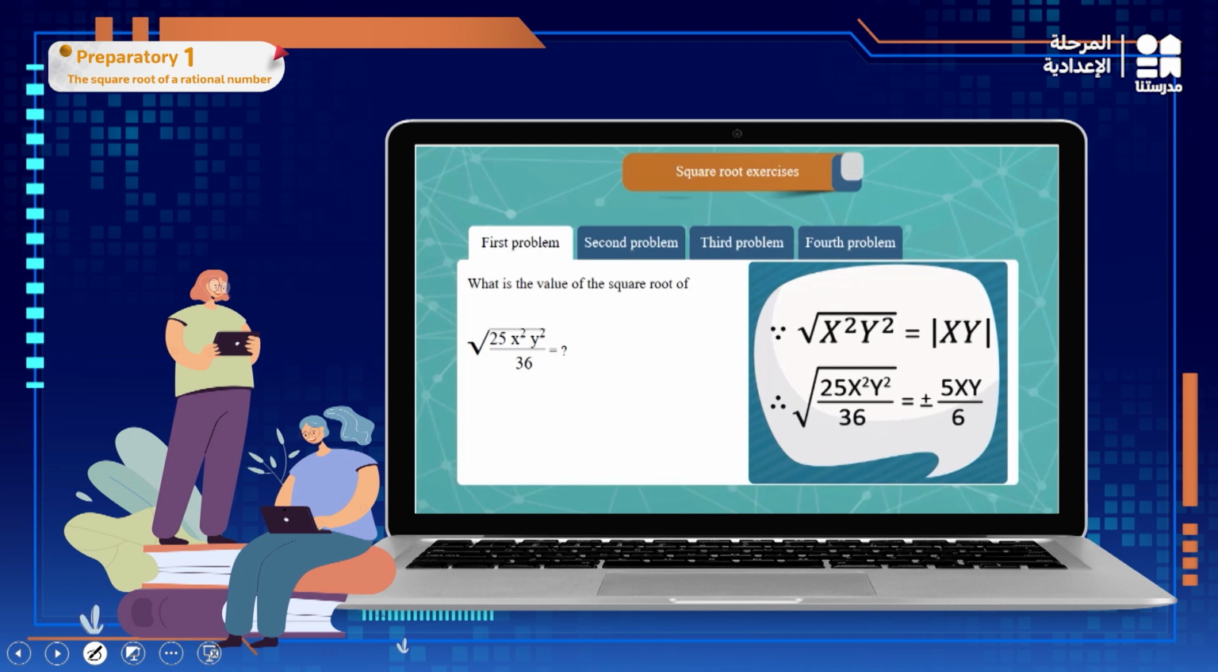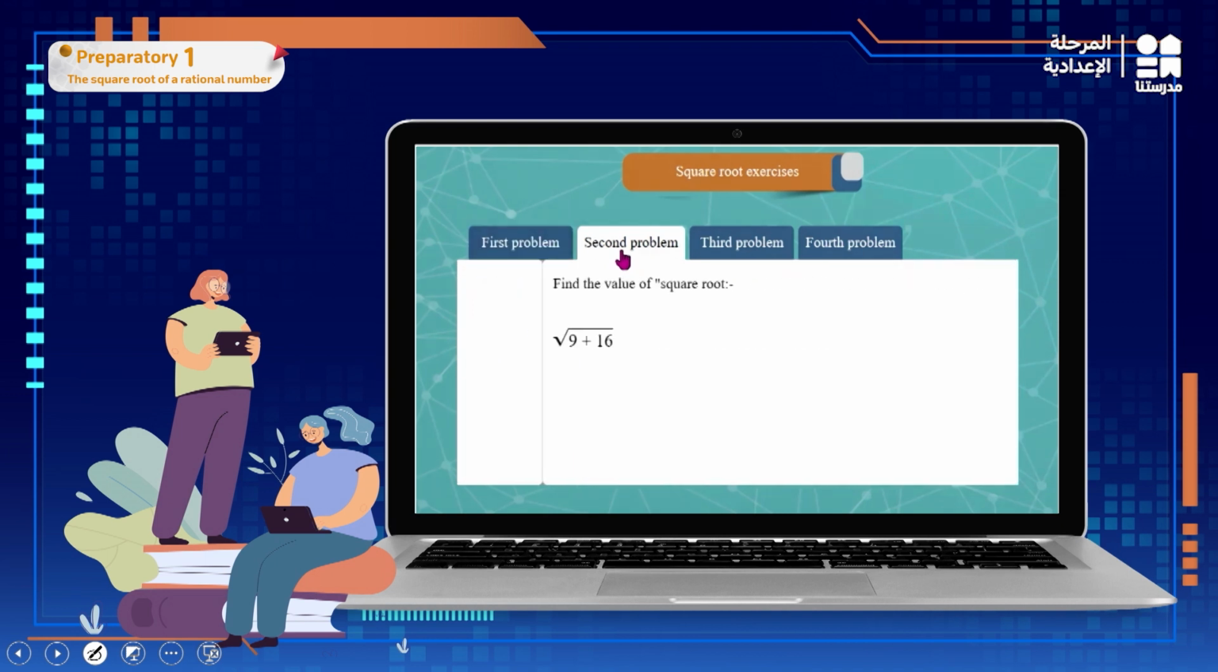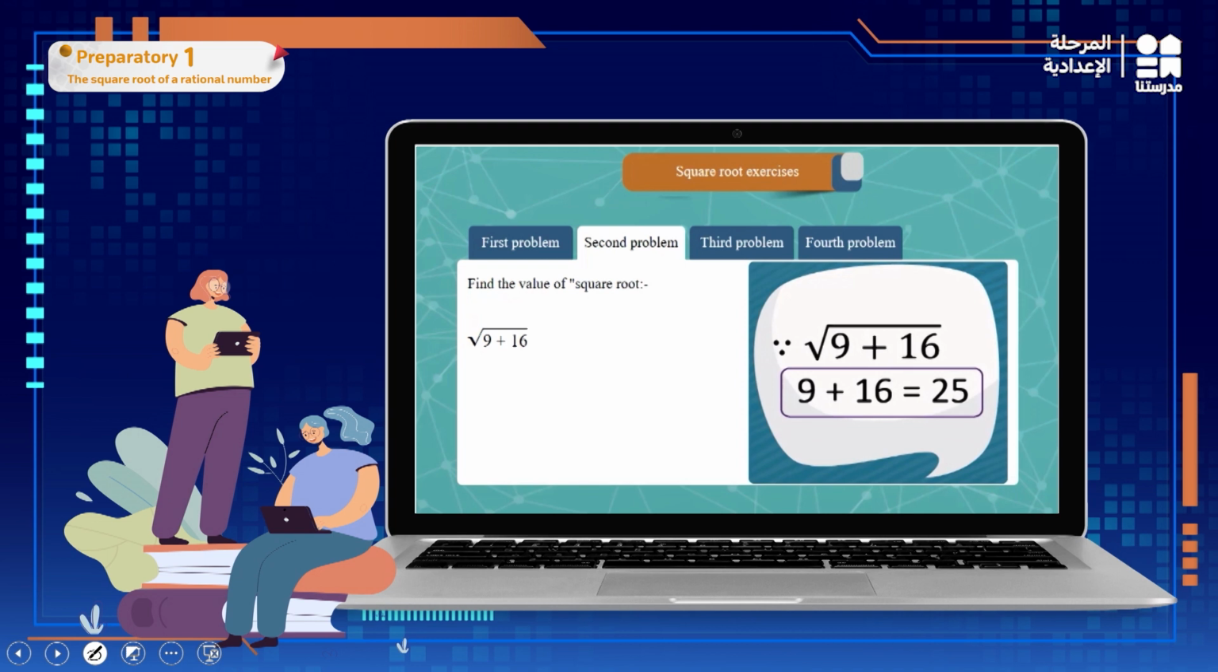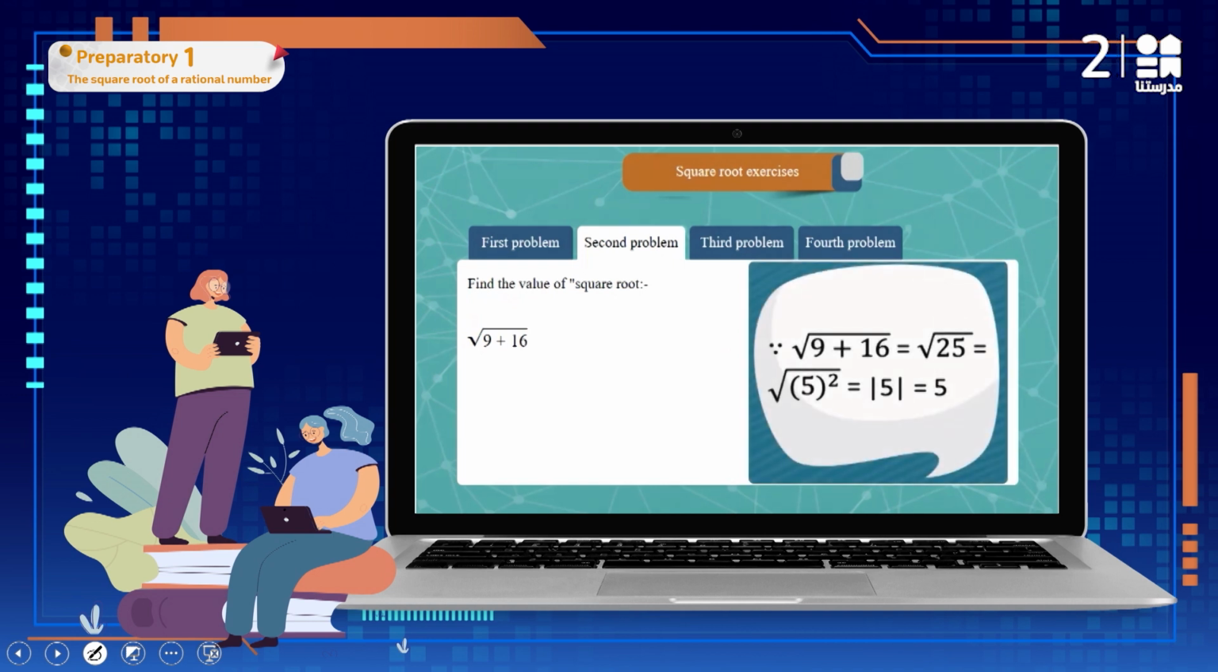Now let's solve more exercises. Please press on the next tab. Find the value of the square root of 9 plus 16 in the simplest form. When there is addition under the square root, it must be performed first before finding the square root. Therefore, the summation of 9 plus 16 is 25. So the square root of 25 is 5. Or in another method, the square root of 9 plus 16 equals the square root of 25, which equals the square root of 5 to the power 2, which equals 5. How about taking another example? Please press on the next tab.